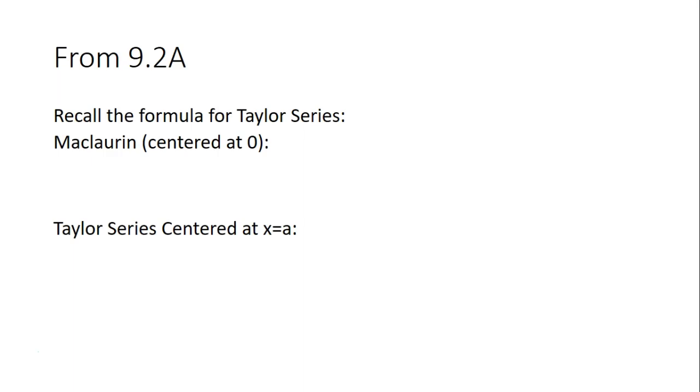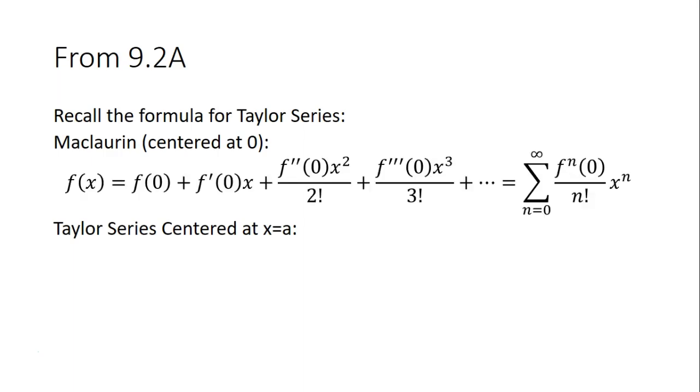So from 9.2a, just a reminder for the formulas for the Maclaurin series and the Taylor series, centered at x equals a. So Maclaurin series, remember, you just do all of the values at 0. So you have f of 0, f prime of 0, f double prime of 0, f triple prime of 0. Then you multiply by each x and divide by the same n factorial, right? So f double prime of 0, x squared over 2 factorial, f triple prime, x cubed over 3 factorial. And in general, the nth derivative times x to the n over n factorial.